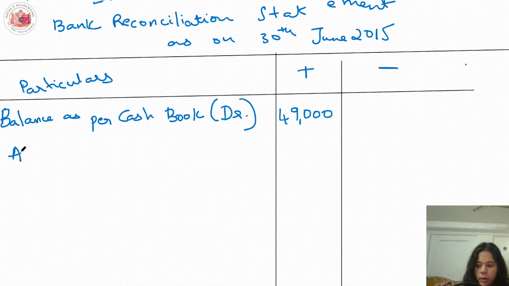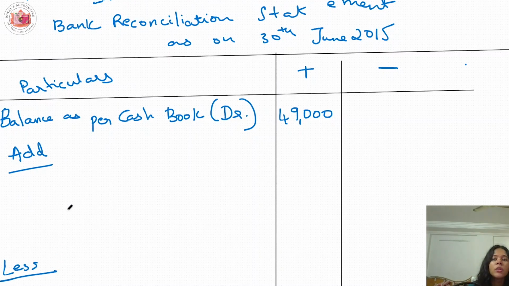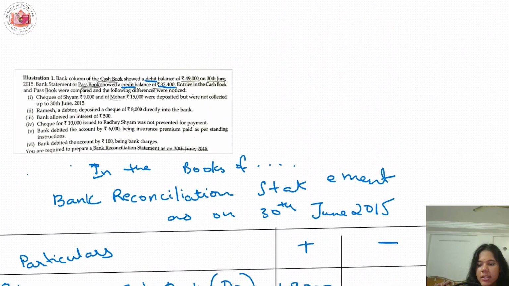Now I'm going to write one subheading called add and another subheading called less. Under add, I will include all those transactions which I need to add to my cash book balances, and under less, I will include all those transactions wherein I have to subtract from my balance as per cash book. Let's see the first transaction.